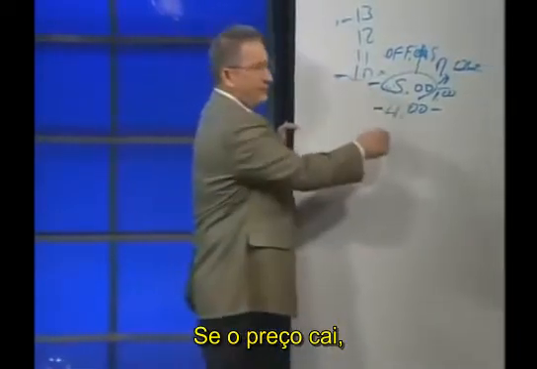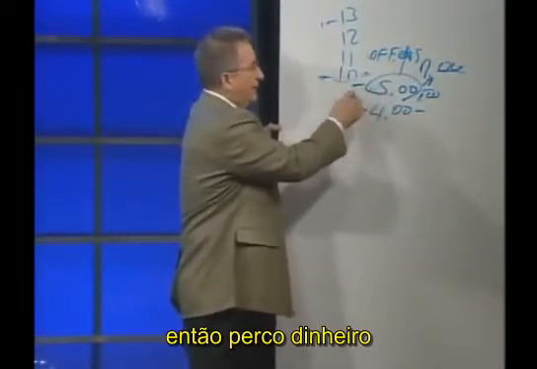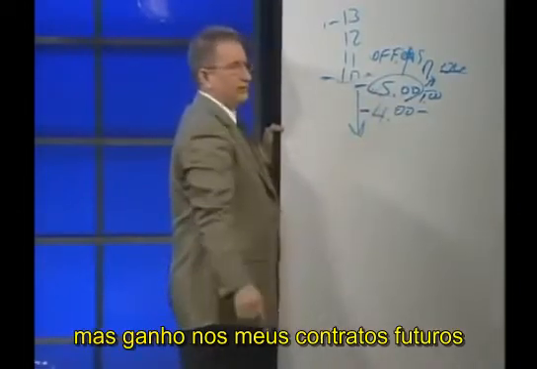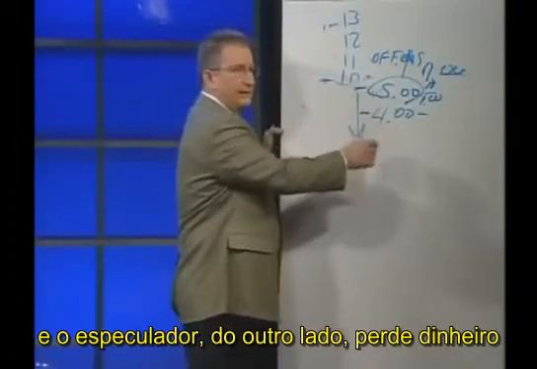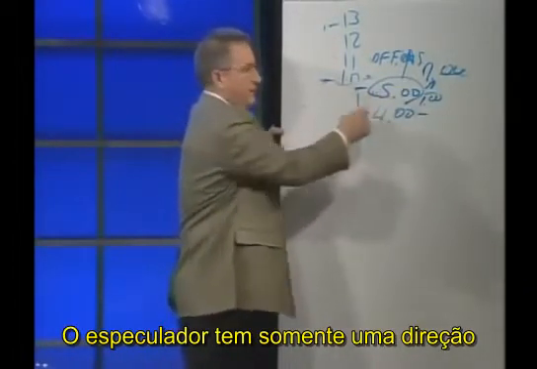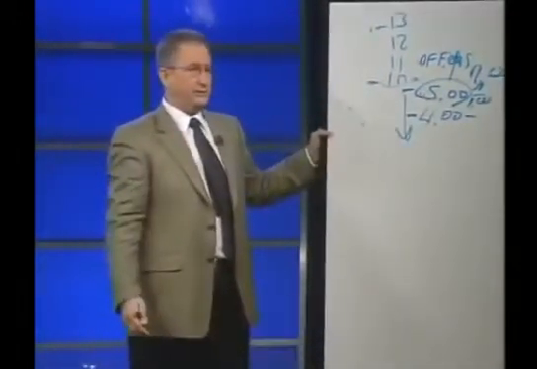If the price of it goes down, then I'm losing money. I'm losing money on my cash crop, but I'm making money on my futures contract. And the speculator on the other side of the contract is losing money because the market's going down. In other words, the speculator is just one-sided. The farmer is two-sided. He is hedged. That's what's called a hedge.